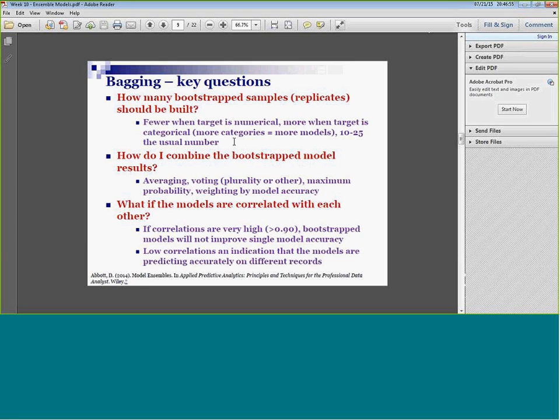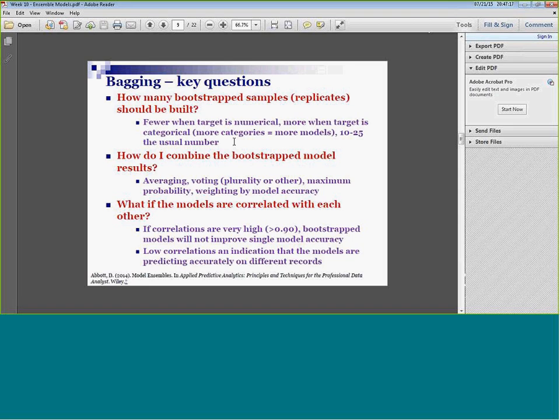What if the models are correlated with each other? Interesting. You can have model correlations. If the models are highly correlated, in other words greater than 0.9, then you're not going to improve much because they're almost identical. They're almost the same model. Low correlations indicate that the models are predicting accurately on different records.